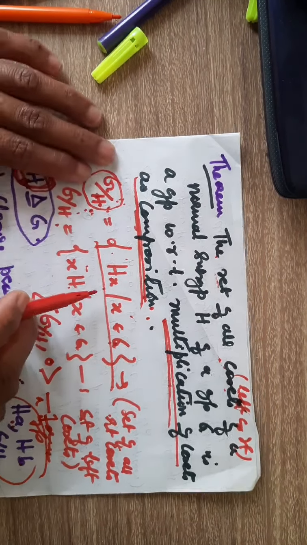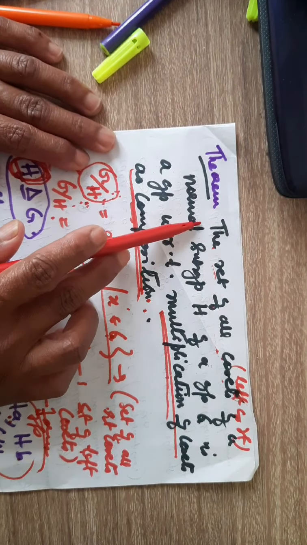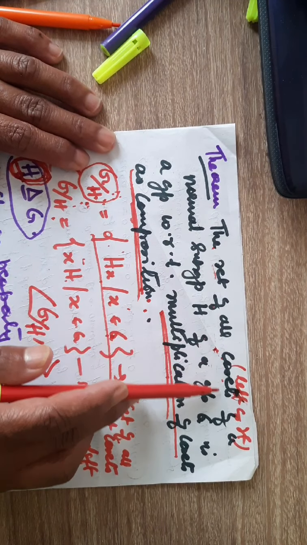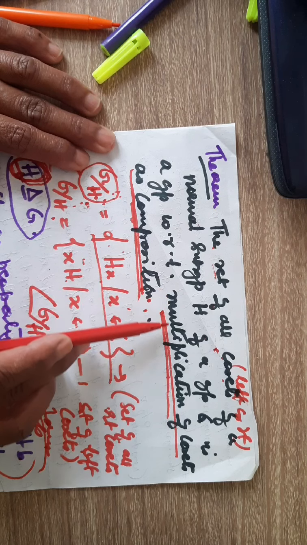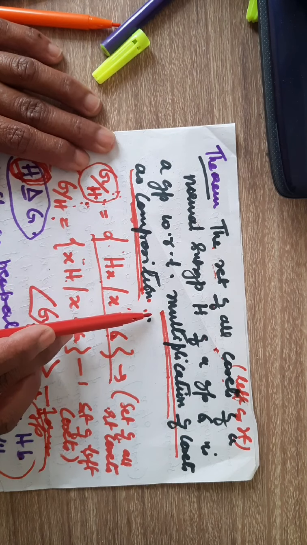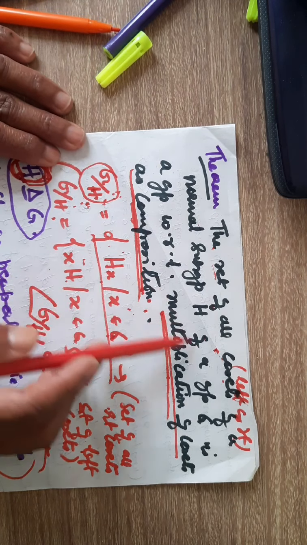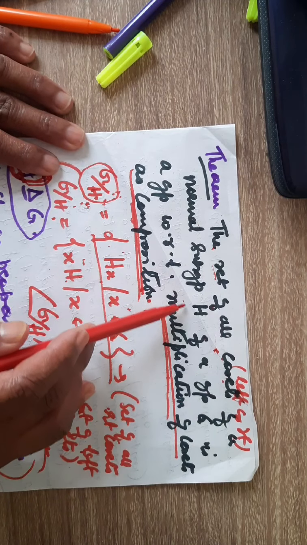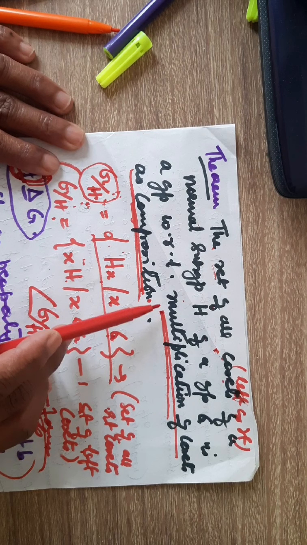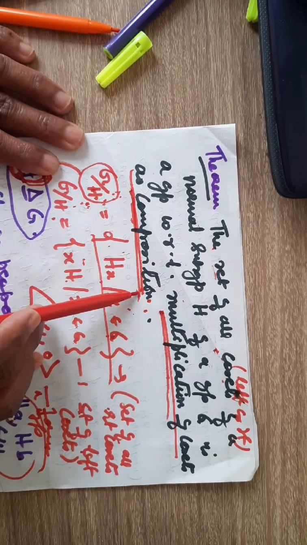Now let us come to this theorem. The set of all cosets of a normal subgroup H of a group G is a group with respect to multiplication of cosets as composition. So that means the set which contains all those left or right cosets of H will form a group under the binary operation, that is, multiplication of cosets as composition.